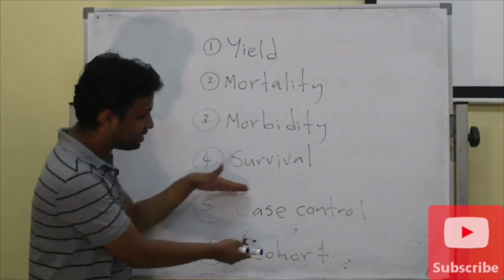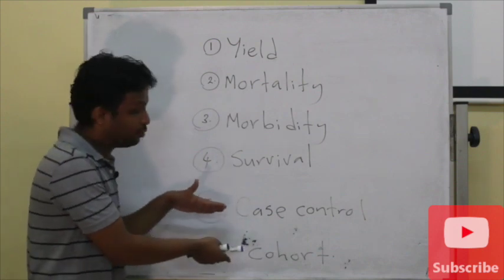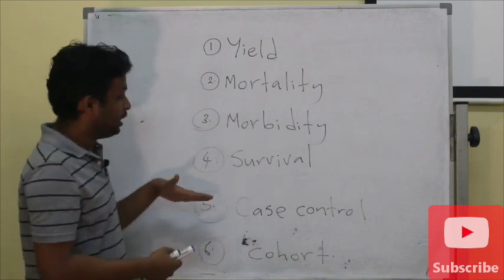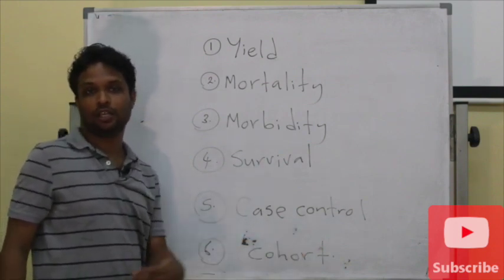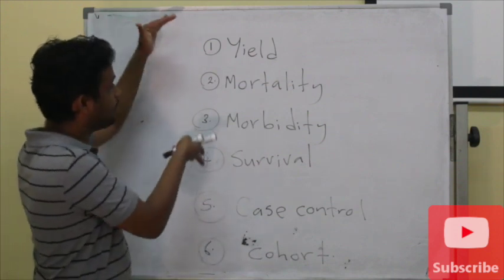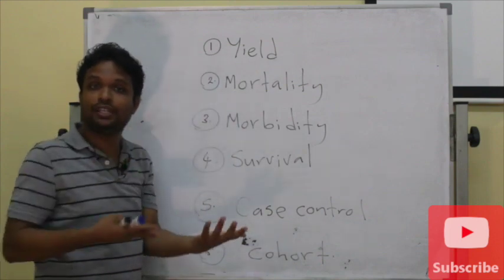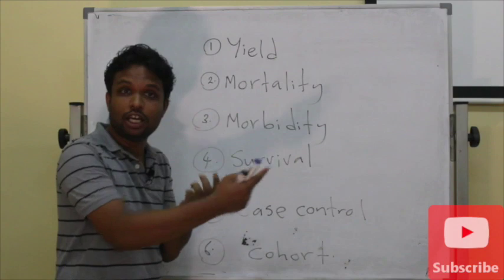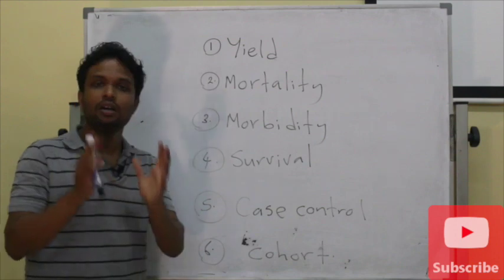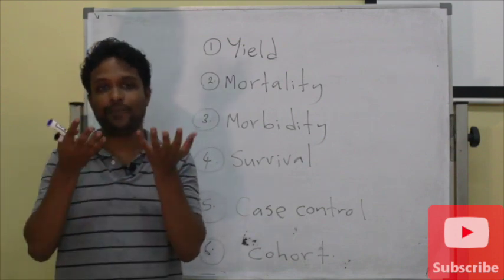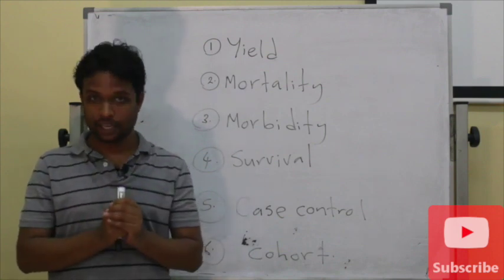We are not discussing the case control studies and cohort studies in this specific lecture because we discussed these two things in a separate video, and you can list many other methods to evaluate the effectiveness of a screening program, but here I discussed the basis. We can assume that if the mortality is less, if the morbidity is less, if survival is high, if the yield is high, this screening program is an effective program. I hope that you have a basic understanding about how to evaluate the effectiveness of a screening program.